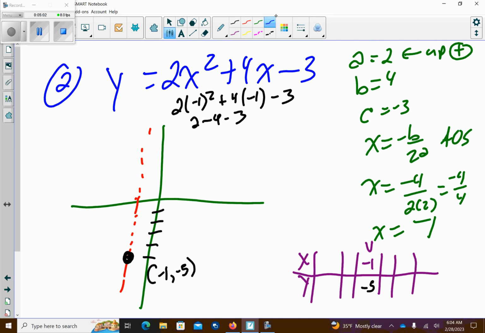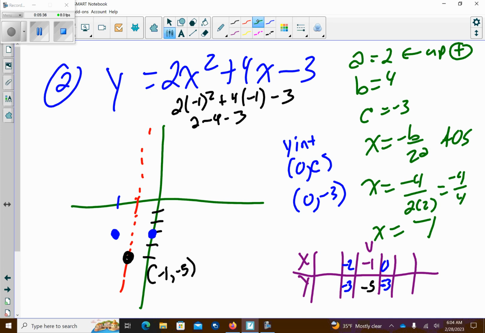Now let's figure out our y-intercept. So remember, that's always going to be 0, comma c, which in this case is going to be 0, comma negative 3. So 0, negative 3 is right there. Notice on this one, we're only 1 away from the axis of symmetry. So I'm going to go 1 away over here. And so that's going to give me 0, negative 3, and the other one's going to give me negative 2, negative 3.